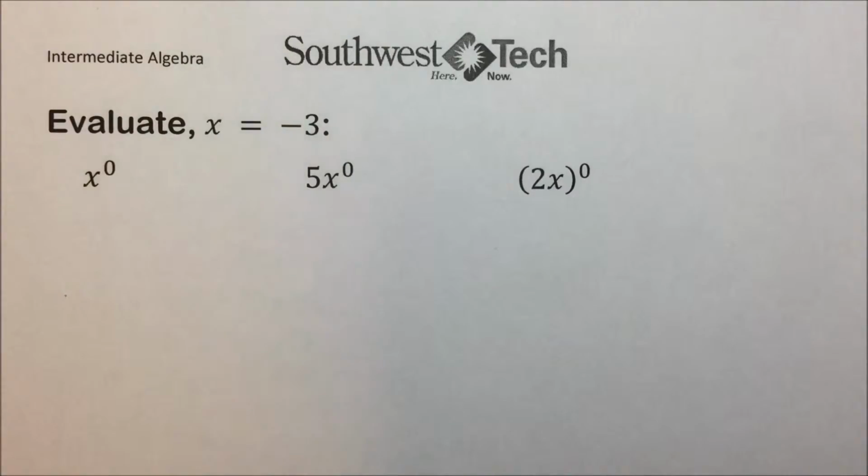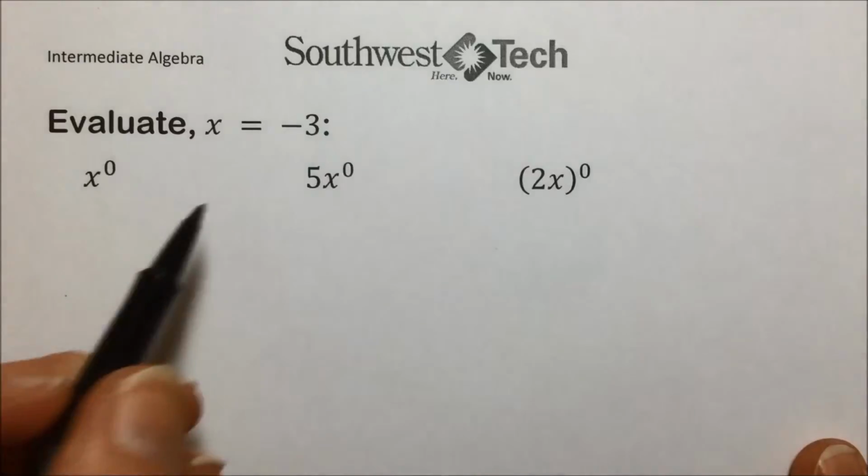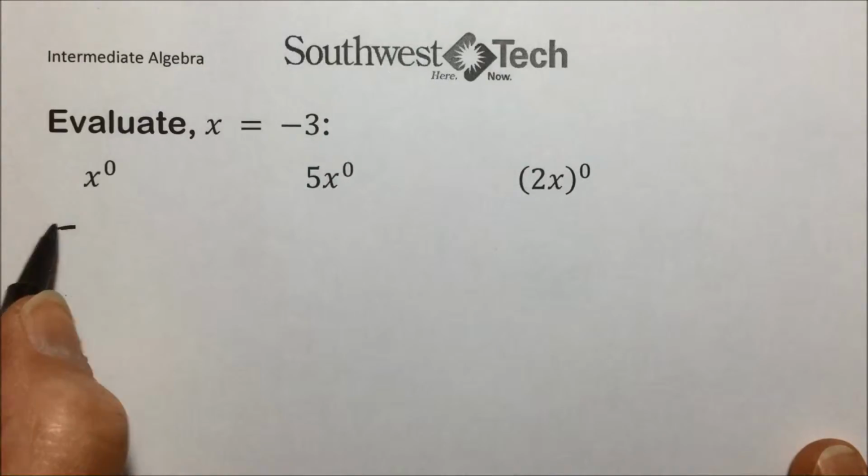Intermediate Algebra Section 1.6, taking a look at some nomenclature that's used in algebra and also dealing with positive and negative exponents. In this first example, they're asking us to evaluate the following when x is a negative 3.